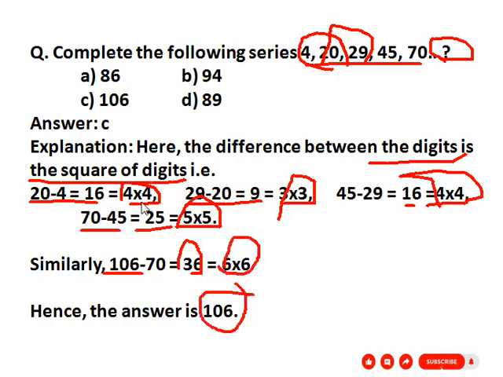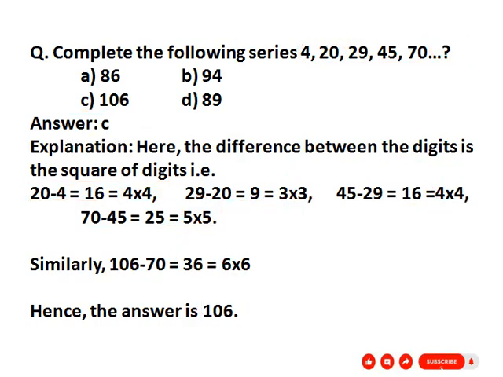See here, first 4 square, then 3 square, then 4 square, then 5 square, then 6 square. Okay, so our correct answer is 106. We are given option C, 106.